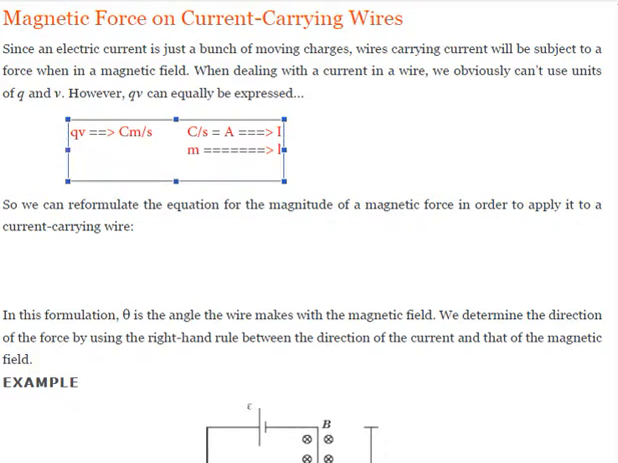So if we substitute, instead of QV, we substitute in I and L, then when we talk about magnetic force on a current carrying wire, we would have I times L times B. So instead of QVB, ILB. And then of course we'll have our sine theta.